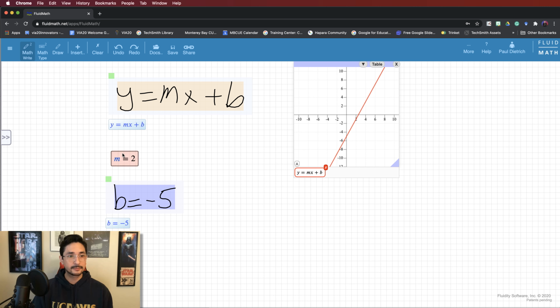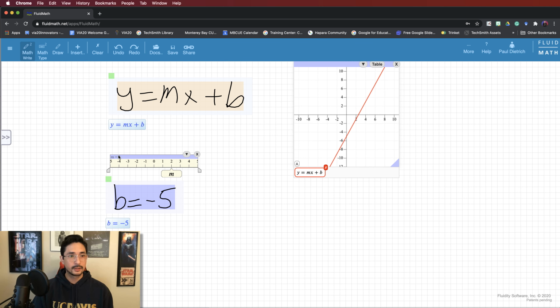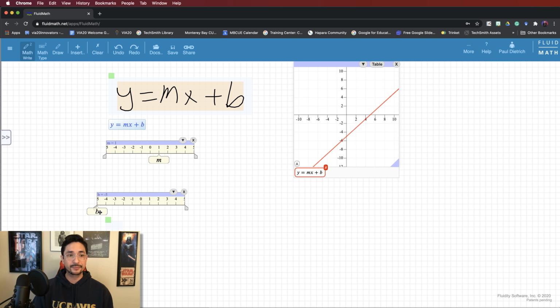I can click on this and click. Oh, I can make it a slider, and I can slide the slope so the kids can see in real time what slope does if it becomes more and more negative or more positive. And you can do the exact same thing with the y-intercept. It becomes a slider, so you can change what the y-intercept is, and it changes the graph in real time.